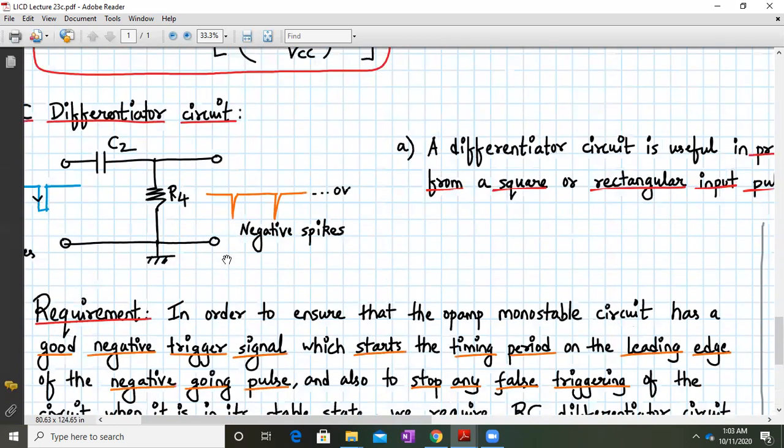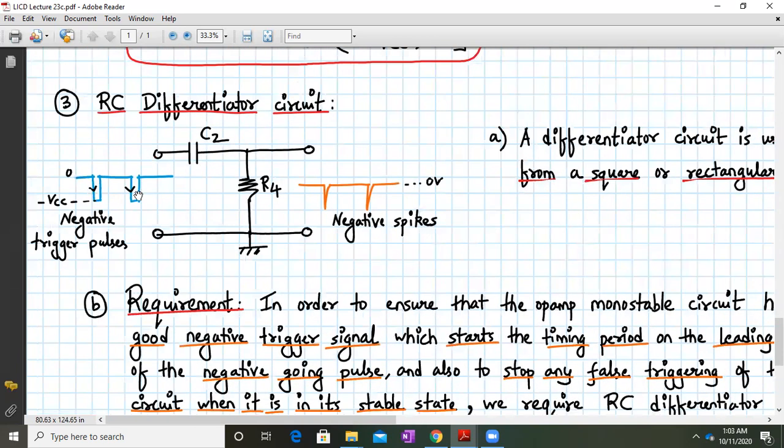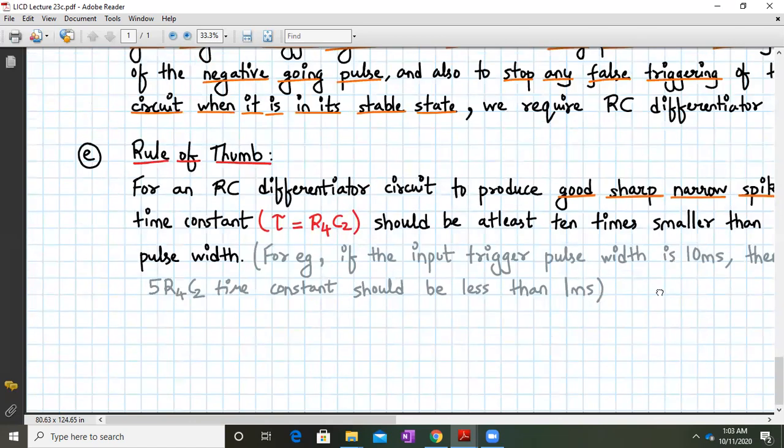What that means is that if this negative trigger pulse is around 10 milliseconds, the negative spike will be around 1 millisecond, so 10 times smaller. That's what we have written over here.